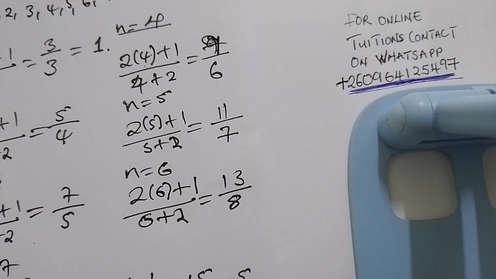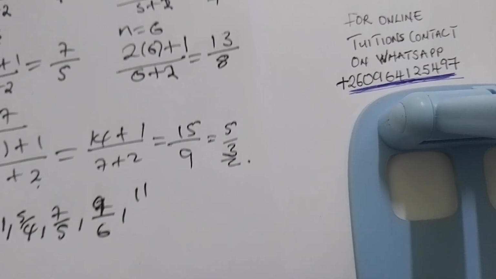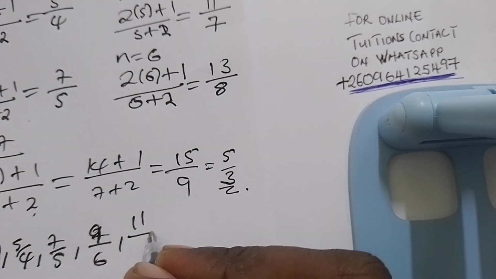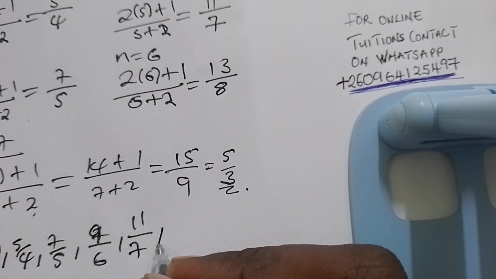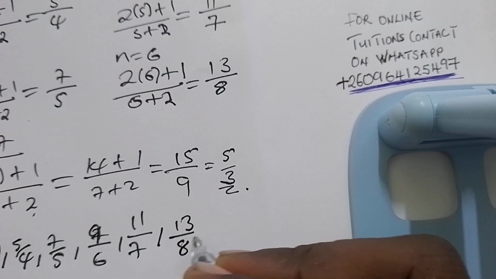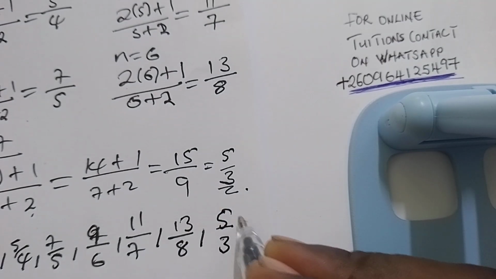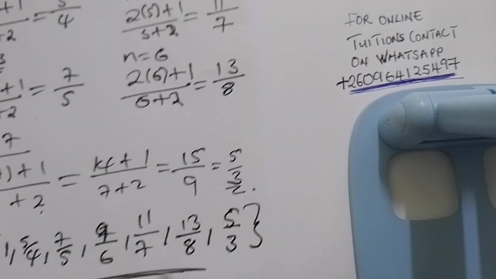Then the next one is going to be 11 over 7, then followed by 13 over 8. And the last one is going to be 5 over 3. That's the way it's supposed to be.